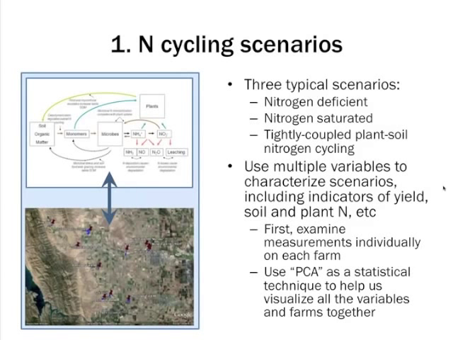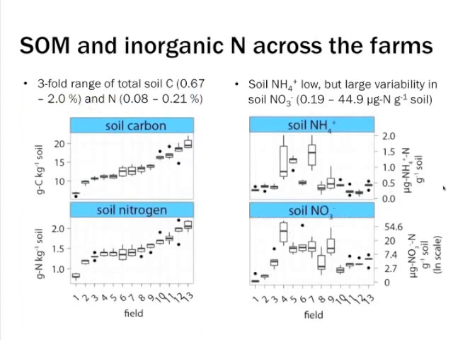So in order to identify the three scenarios that we hypothesized existed, we used multiple variables, including indicators of yield, soil and plant nitrogen. First, I'll examine these measurements individually on each farm. And then we'll use a statistical technique called principal components analysis, which will help us visualize all of the variables and farms together and give us a really in-depth and comprehensive view of what's going on in these 13 fields.